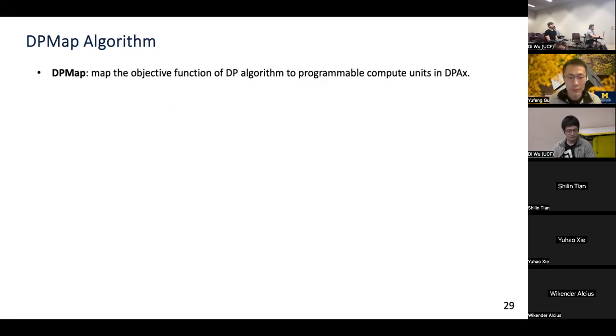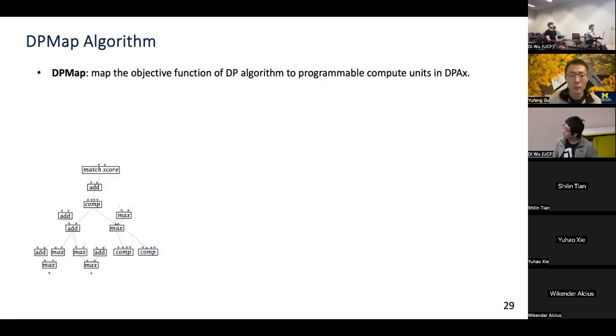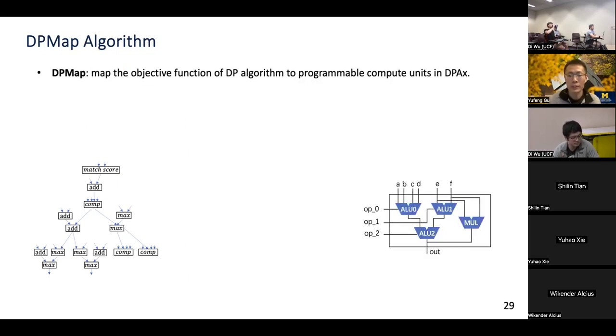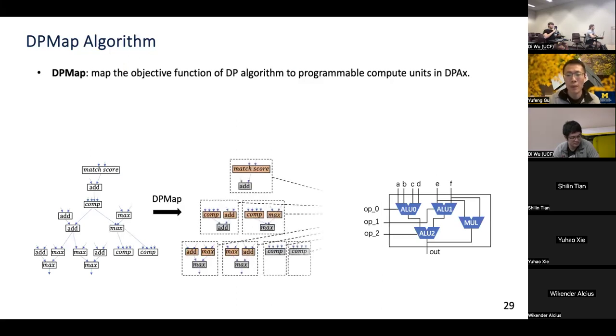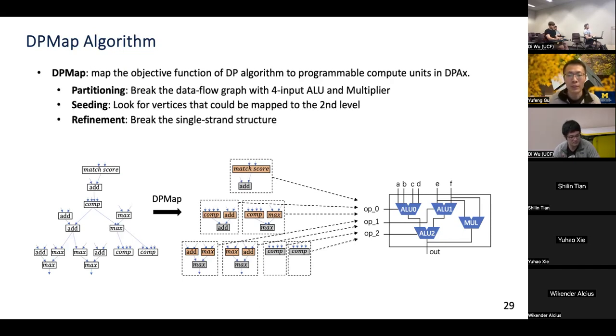And then let's look at this DPMap algorithm. So basically, when we have an objective function, we could convert it into a data flow graph. And we break this data flow graph to map it on the compute unit. And that's how we map different dynamic programming algorithms to our compute units. So there are 3 steps. It's kind of complicated, so please refer to the paper if you are interested in the details.